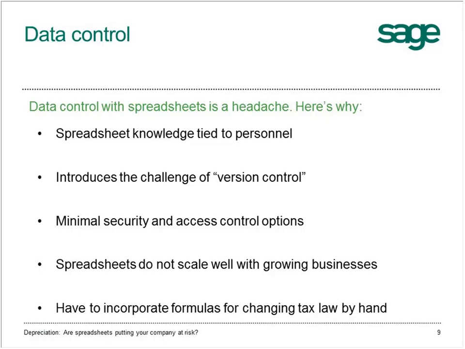Data control within a spreadsheet. Usually the knowledge is linked to one person. It's very tough to manage or control different versions of the spreadsheet. They also have minimal security and access control options. They don't scale as your business grows, and having to incorporate very complicated tax formulas and rules and regulations as they pertain to either states that you may be operating in or federal tax laws becomes very cumbersome and time-consuming.